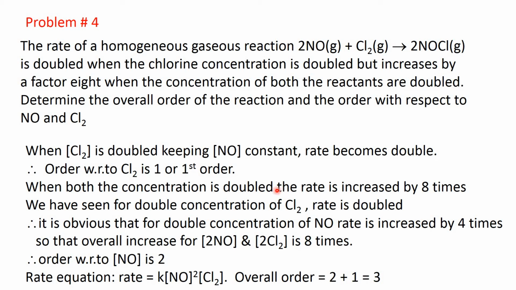When both concentrations are doubled, the rate is increased by 8 times. We have seen that for double concentration of chlorine, the rate is double. So it is obvious that for double concentration of NO, nitric oxide, the rate increases by 4 times, so that the overall increase of rate is 8 times. So the order with respect to NO is 2. So the rate equation will be K [NO] squared [Cl2], and the overall order is 2 plus 1, that is 3.